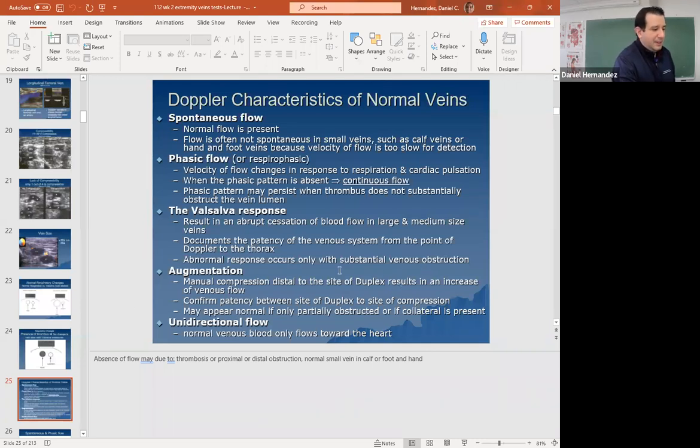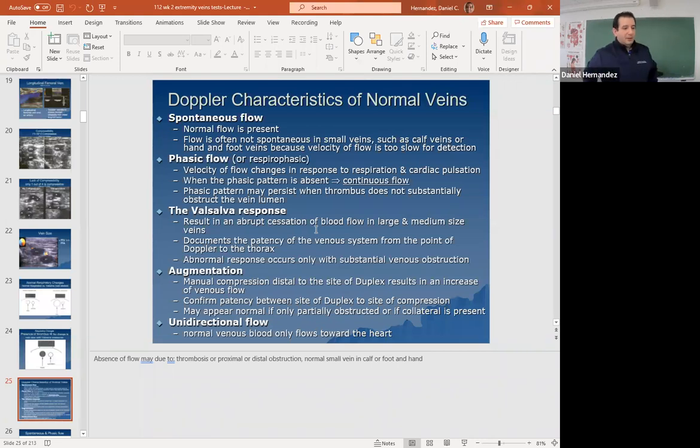And that gives a good indication. If you're Dopplering up by the common femoral and you augment down at the calf and you're getting a good strong augmentation, you can at least rule out the presence of an occlusive thrombus completely blocking the vein between where you're imaging at the common femoral and where you're augmenting down by at the calf.